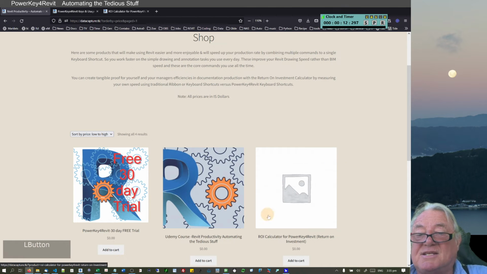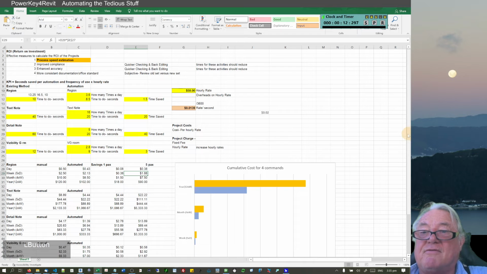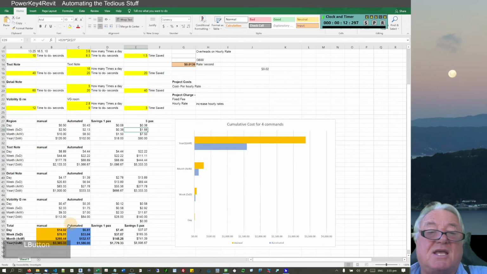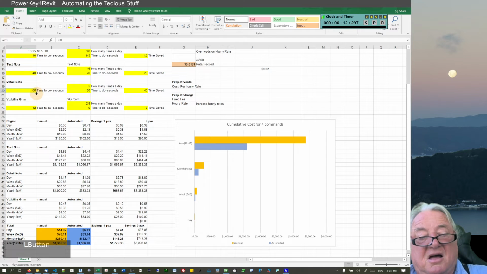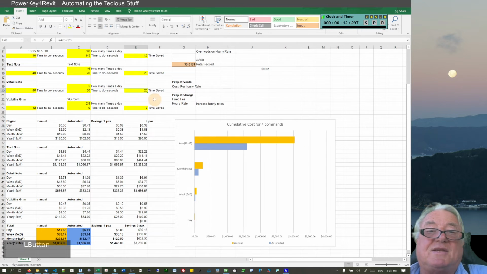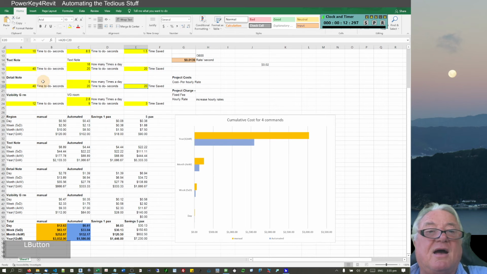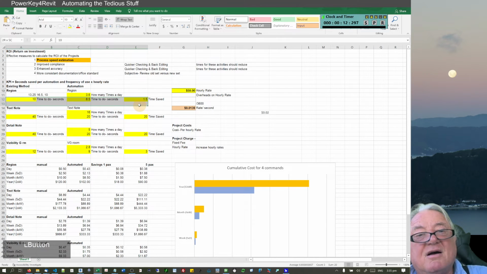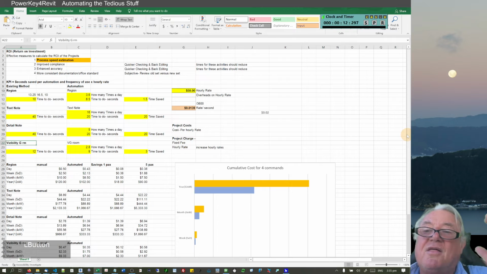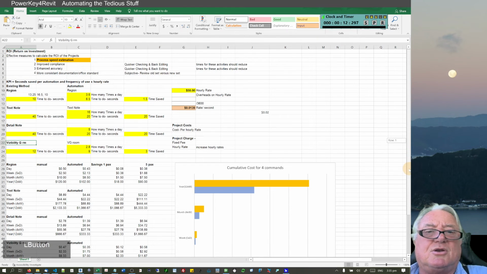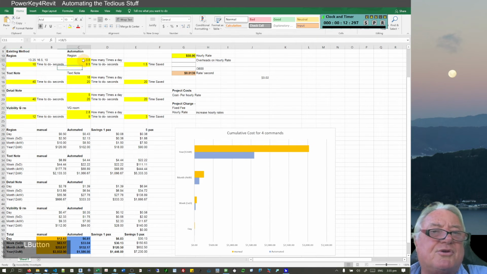And then the last thing is the ROI calculator, so that you can justify to yourself that this is worth your while. Now, on this one here, let's just say we go from 40 to 20, so we're at 20 seconds on here. I've set this up for 4 different ones: regions, text notes, and detail notes. Those are the main hits which come through, and we've gone through and accurately tested these out.